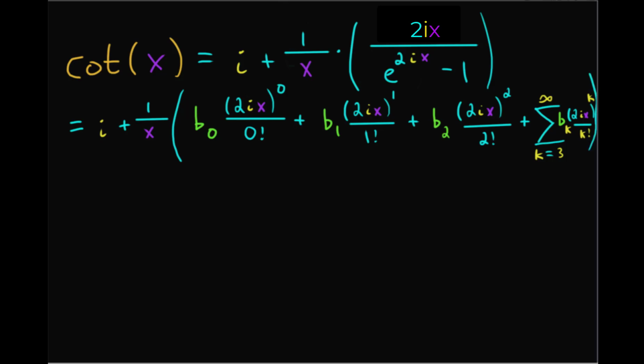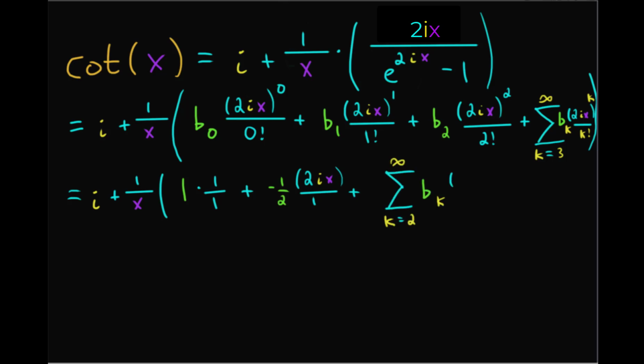So now to simplify this expression, I'll just plug in our values for b sub 0. b sub 0 equals 1, and I'll plug in the value for b sub 1 that equals negative 1/2. And then I'll just pull the b sub 2 term into my indexed sum. So I'll start the index there at k equals 2. So 1 times 1 over 1 just equals 1, and negative 1/2 times 2ix just equals negative ix. And now I'm going to multiply through by 1 over x.